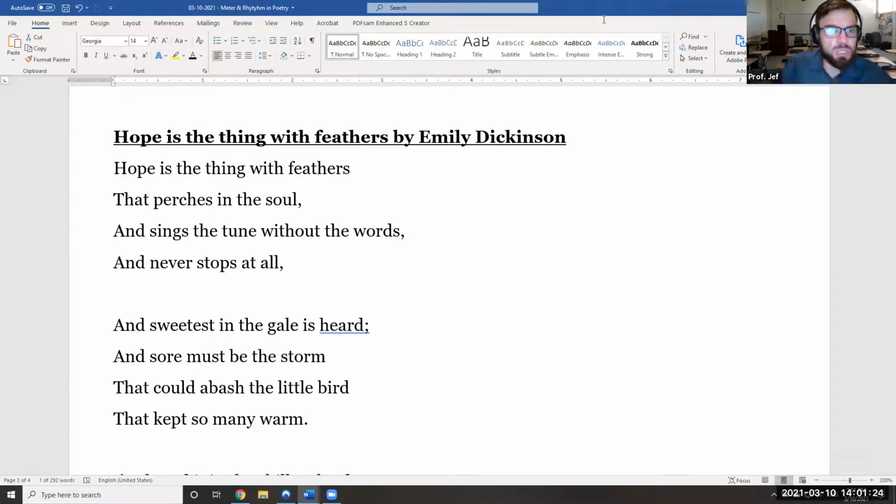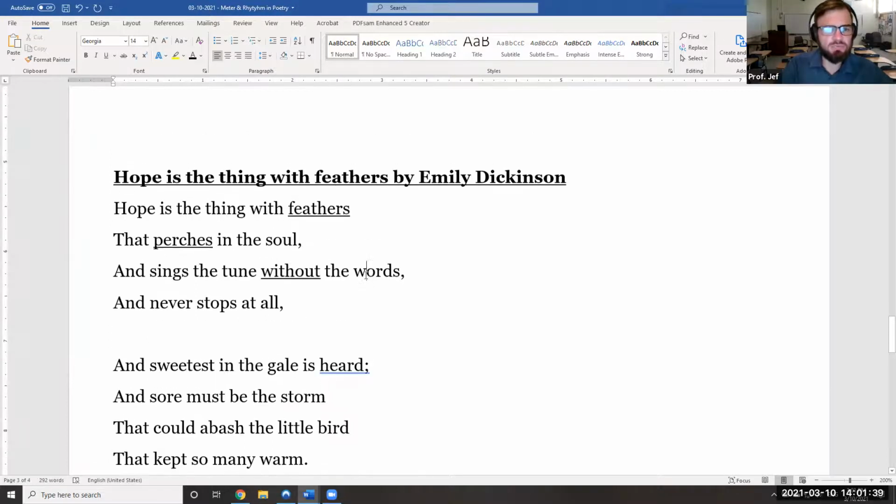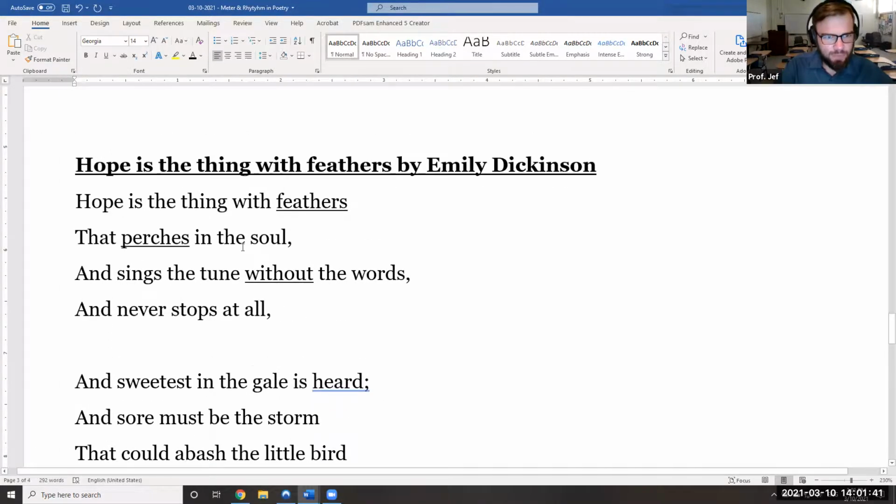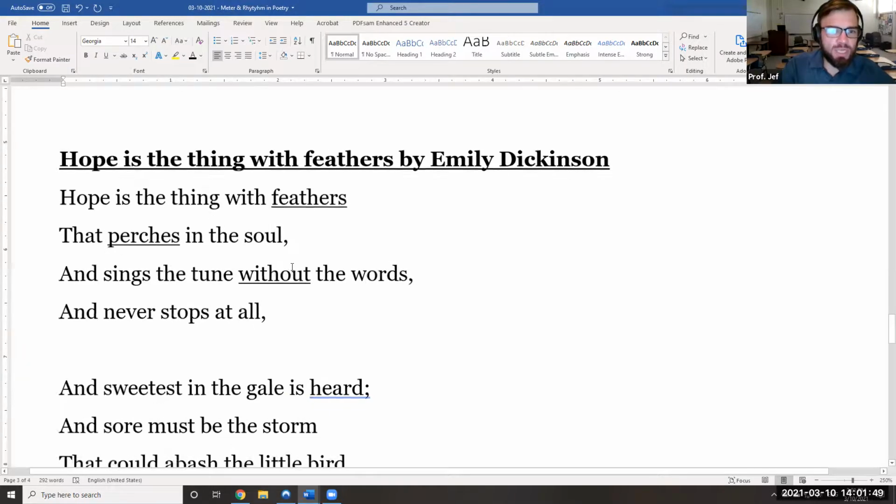So let's just look at this first line. "Hope is the thing with feathers." We already said, all I'm going to do first is underline the two-syllable words. Perches, two syllables. Sings the tune without, two syllables, and never stops at all. Let's just look at the first stanza. "Hope is the thing with feathers that perches in the soul and sings the tune without the words and never stops at all." The rest of these are one-syllable words.